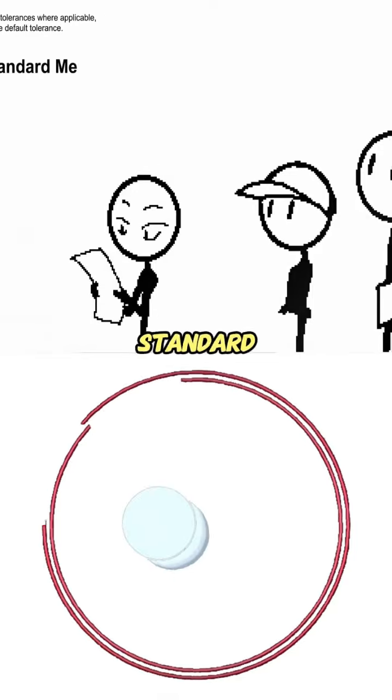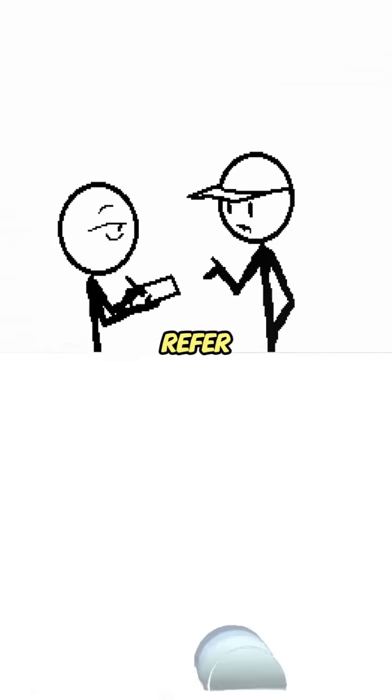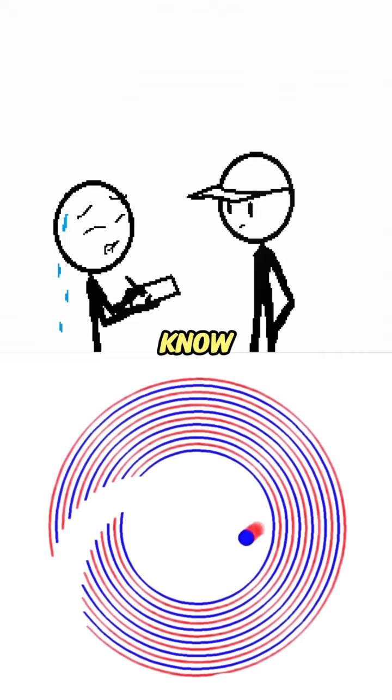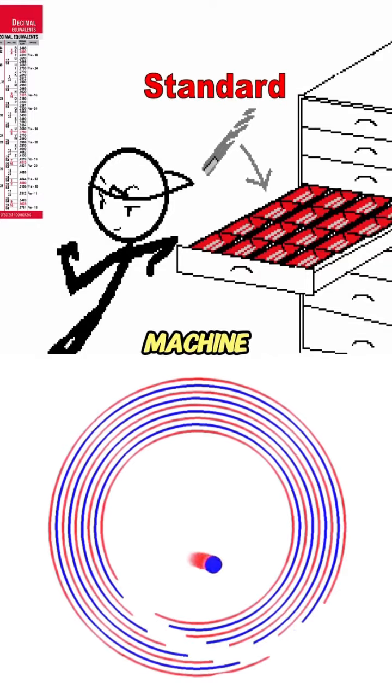Bullet point number 2, standard metric or standard imperial charts should be used. So when I was interviewing the machinist, he said refer to the chart over and over, and I was like, I don't know what that means. So I need to pull up the chart, a list of every drill bit and every other bit that every machine shop should have by default.